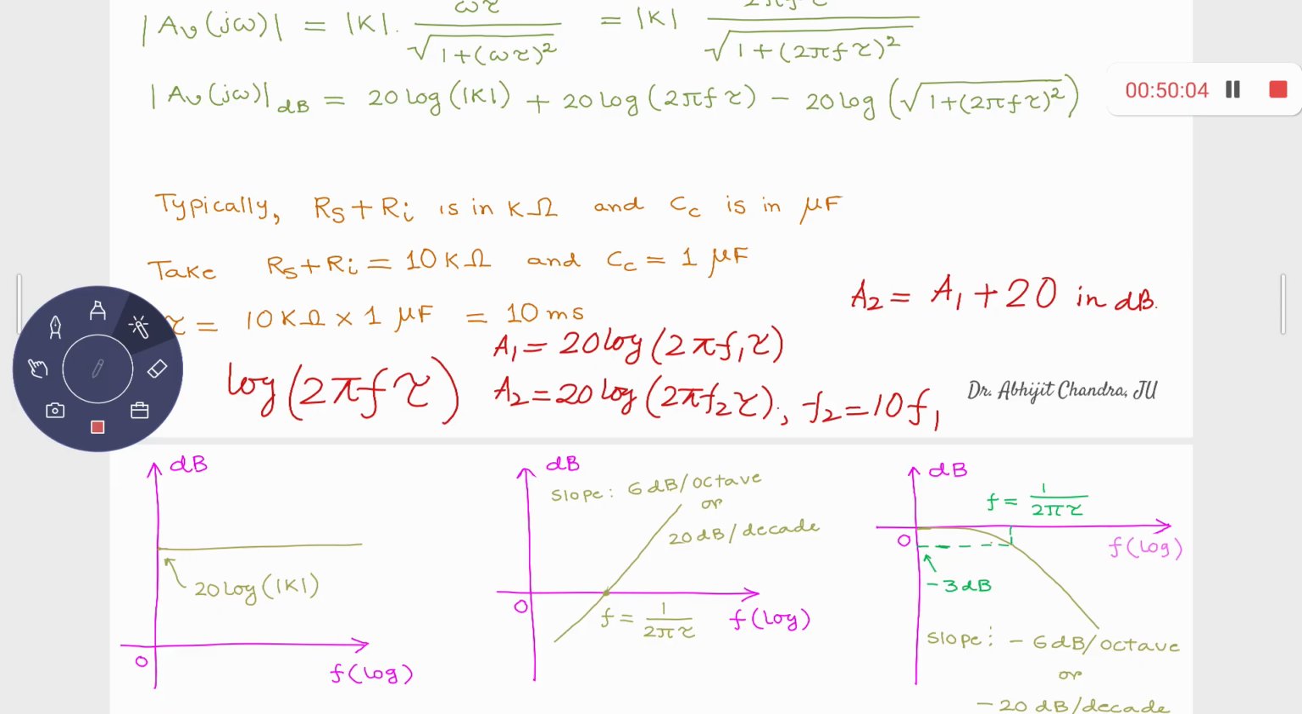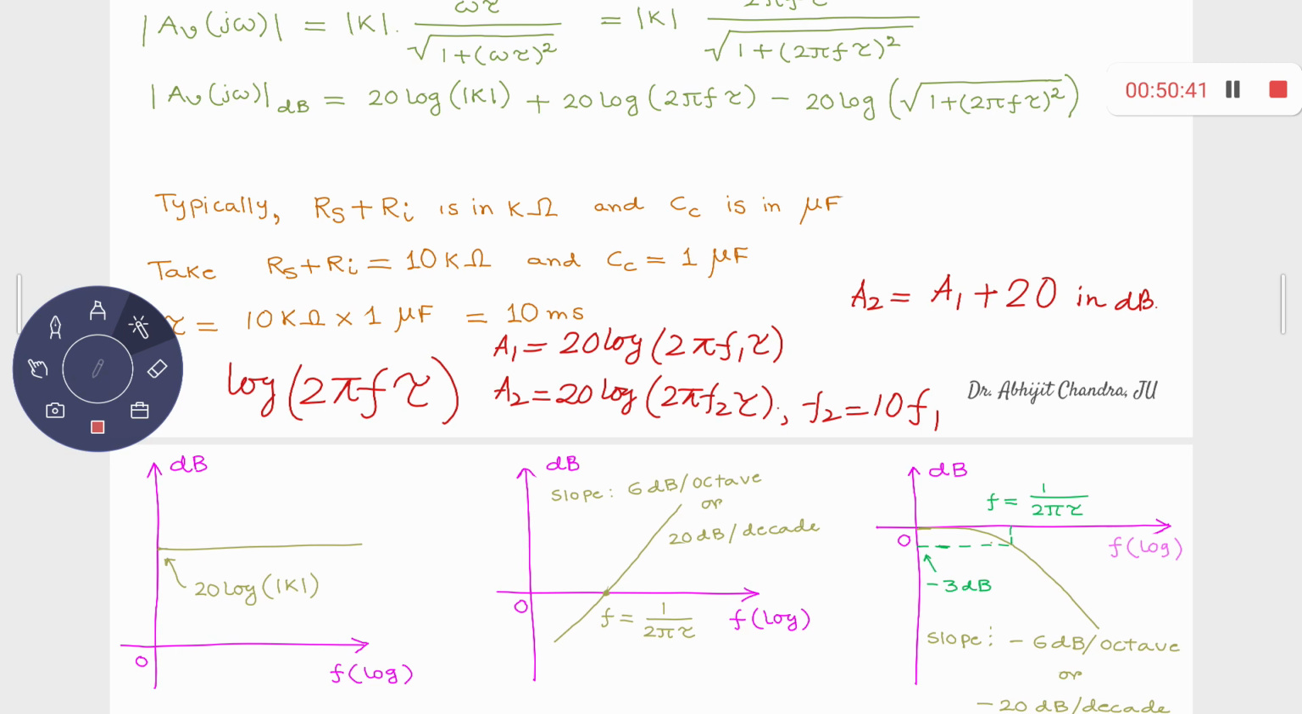So that is coming from this second part, while the first part is constant, it is not a function of frequency. The second part will increase by 6 dB per octave or 20 dB per decade. The third part is a little bit complicated. Now you have 20 log square root of 1 plus 4π² and so on. You can have two types of approximations. One is when this 2πfτ parameter is much less than 1. Then you can neglect this one, so it is only 20 log 1. That is 0. When the frequency is very small, it is almost 0.